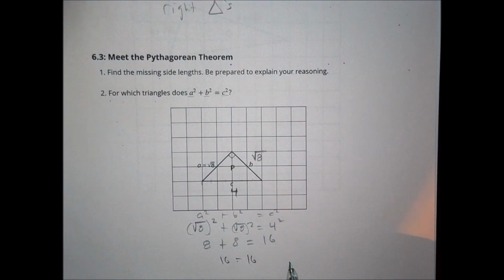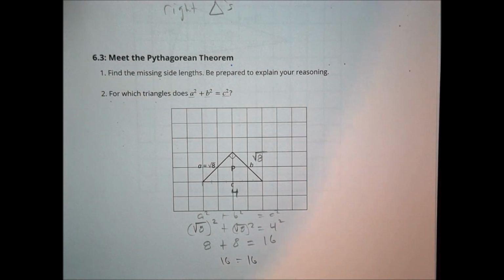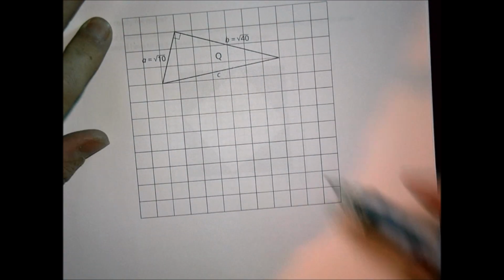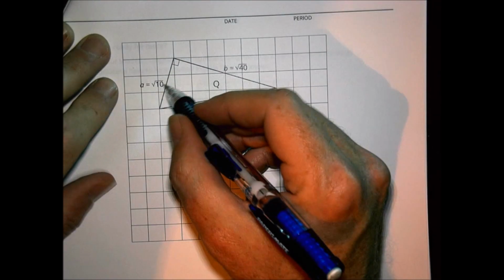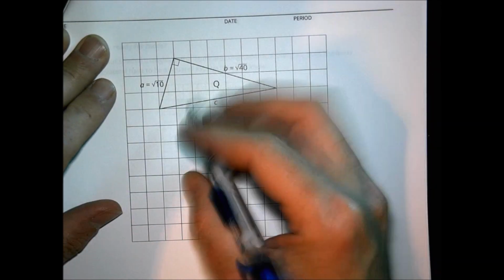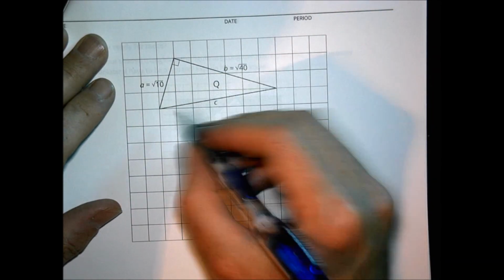So our missing side lengths are figured out there, and then we're able to show how those work together. So that worked out pretty well. Let's try another one. And lots to practice here too, okay? So we have side lengths given to us, root 10, root 40, and this one we don't have. So I'm going to have to figure it out by making a measurement for the side length.